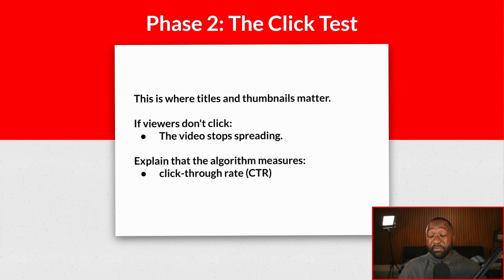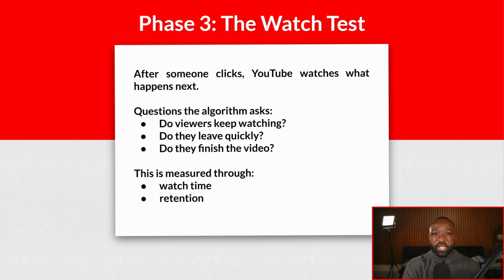Now, once they pass the click test, we move into the watch test. This is where things get really important because you can get people in the door, but if you don't deliver value or if your title doesn't match the actual content, then people will click out. So the YouTube algorithm asks, once they've got people through the door, are those viewers continuing to watch? Are they leaving pretty quickly within the first 20 to 30 seconds? Are they finishing the video? If they are, that tells YouTube that there's obviously something there of value, whether it's educational value or entertainment value, that's keeping that viewer there.